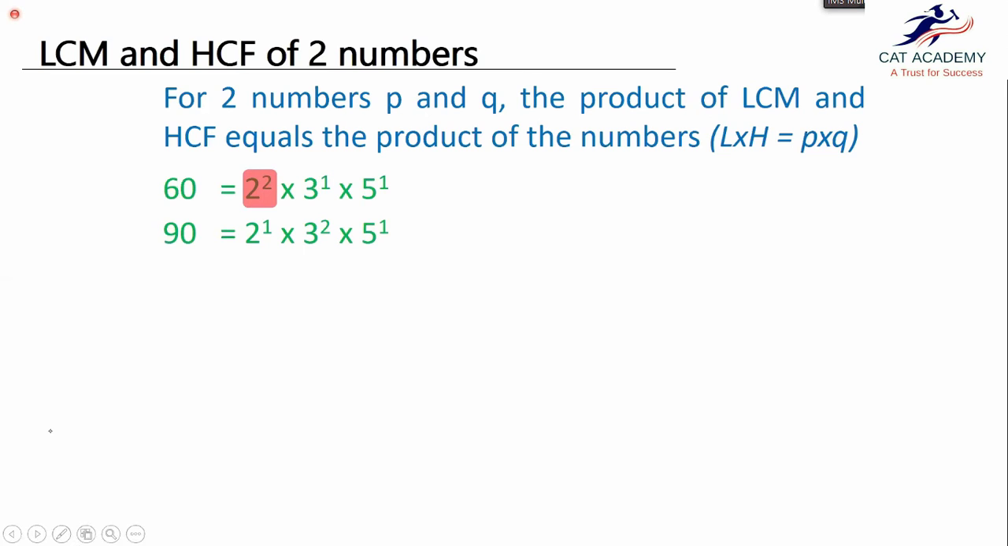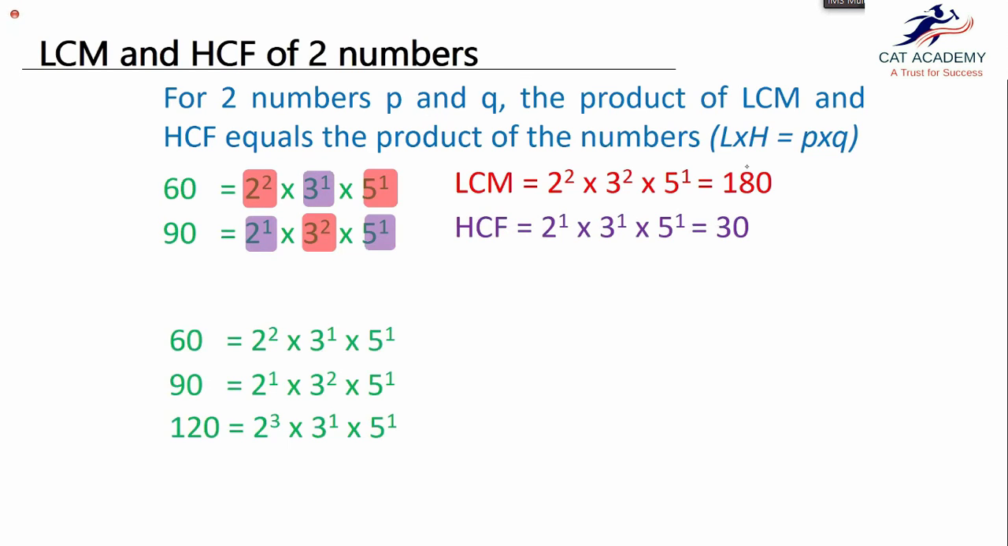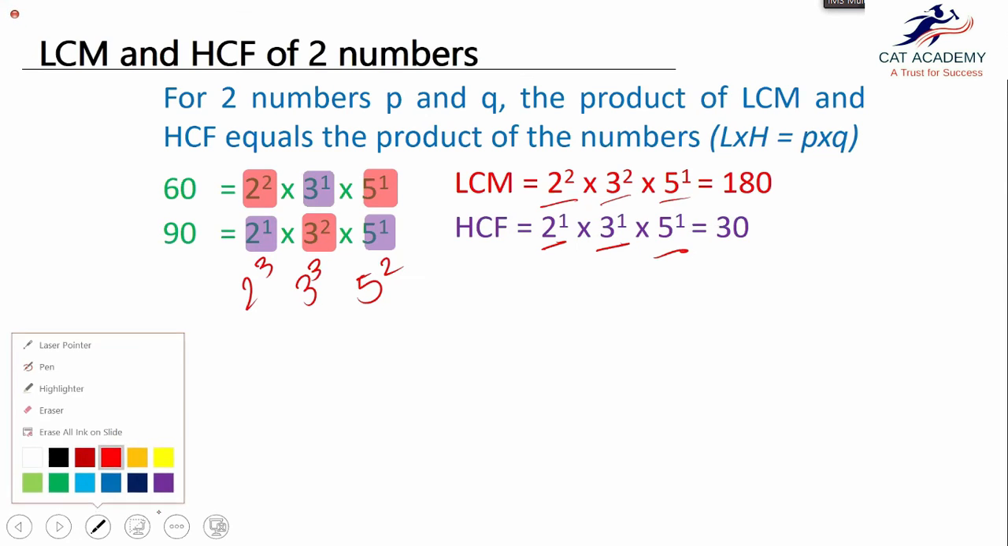We can take this also for an example. LCM is this, HCF is this, and their multiplication. But this thing is true for two numbers, by the way. So if you see their multiplication will be 2 raised to 3, 3 raised to 3, 5 raised to 2. And again here also 2 raised to 3, 3 raised to 3, and 5 raised to 2.